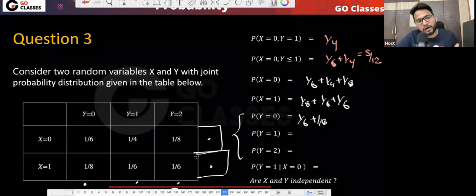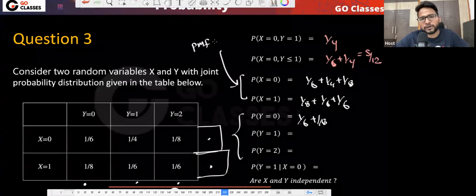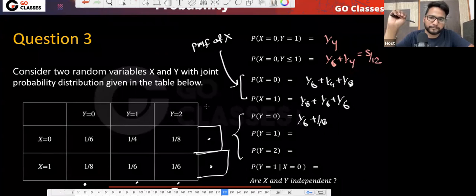PMF means probability mass function for a particular random variable, which is x. So what is the PMF of x? So this is the PMF of x, right? This is called PMF of x. PMF means, can anyone tell me PMF means what? Probability mass function means what? It is just listing down all the values of the probabilities for x. Okay. So if x can take two values, then if you know both of the answers, then you will say that you have the PMF of x.